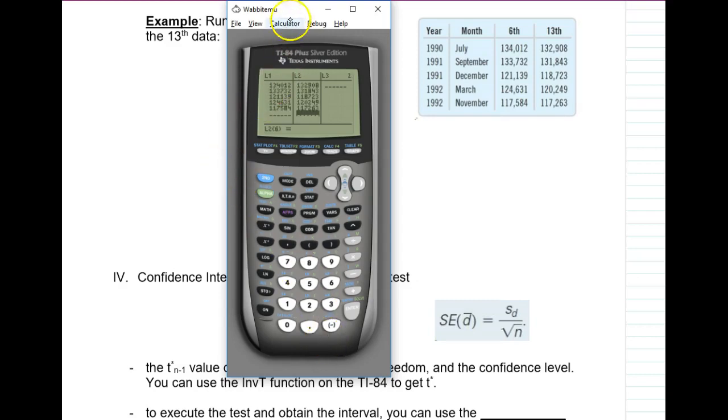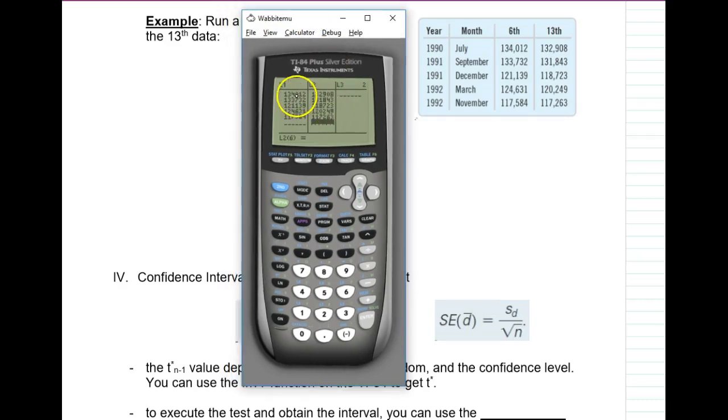I think I've got the data entered in here correctly. So there's my L1 representing Friday the 6th. There's L2, the corresponding Friday the 13th. I'm now going to come over here to L3. I'm going to take my cursor up into the header, and then I'm going to type L1 minus L2. So I'm going to do second function L1 minus second function L2 and hit enter. And then it fills in those differences. So those were the same differences that we had calculated manually here just a while ago.